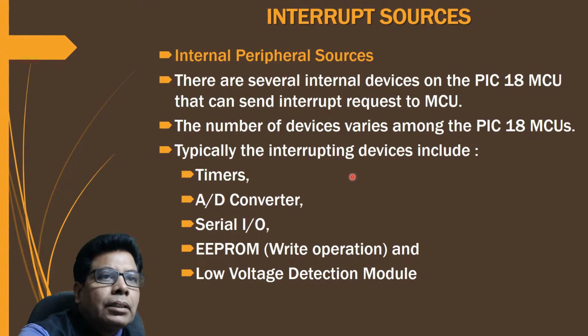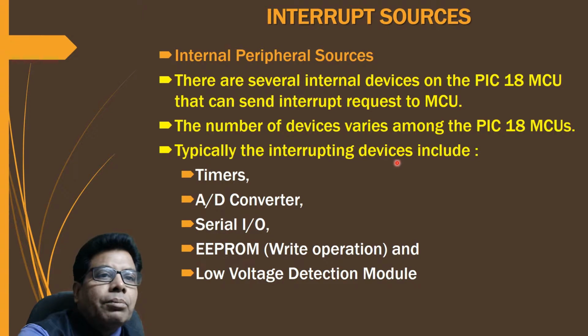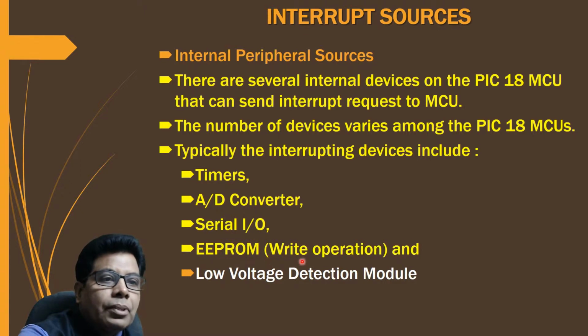Then let us go to the interrupt sources which are internal peripheral sources. There are several internal devices on the PIC 18 MCU that can send interrupt requests to the MCU. The number of devices varies among the PIC 18 MCUs. Typically, the interrupting devices include timers, then A to D converter, serial I/O, and the EEPROM or E²PROM write operation. During that, it will interrupt the MCU. And the last is the low voltage detection module. So these are some of the devices which will interrupt the MCU.